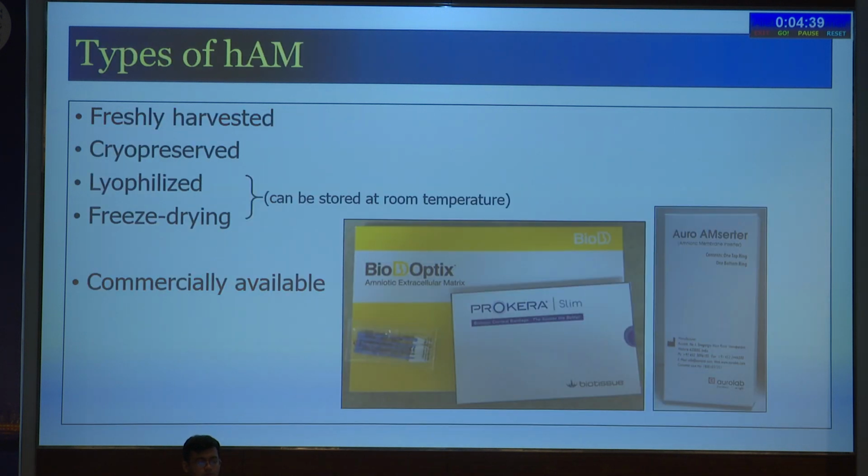So what are the types available? We have the freshly harvested, cryopreserved, and lyophilized or freeze-dried, which can be stored at room temperature. And we have the commercially available, which is attached to a ring, like ProKera. And here is shown an Oro AM inserter, which is only an inserter, which has a double ring and interlocking mechanism in which the amniotic membrane can be placed and closed, which also acts like a symblepharon ring, and the amniotic membrane is present.